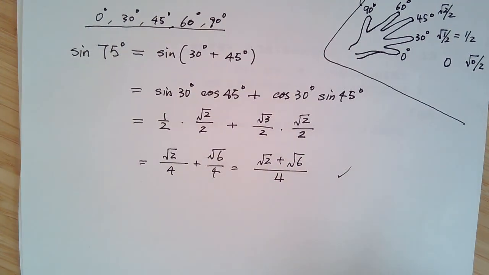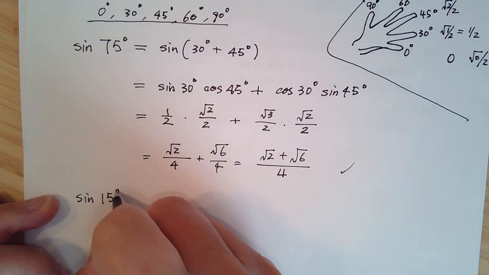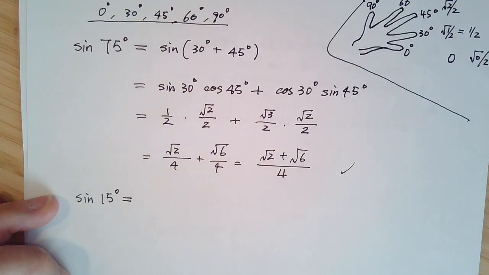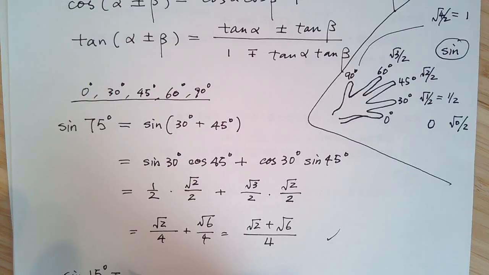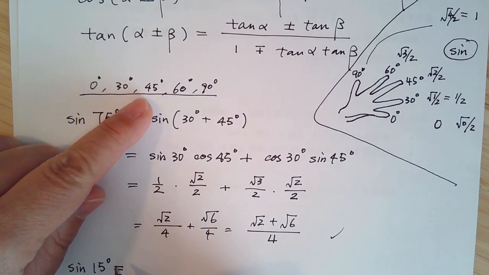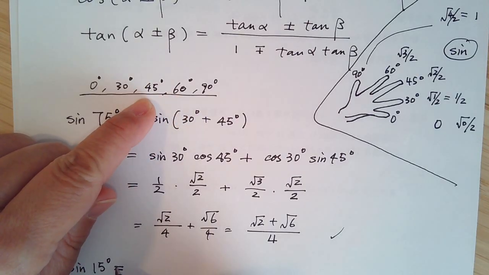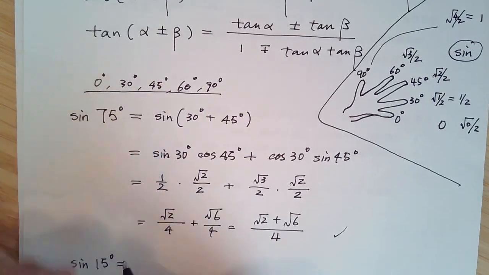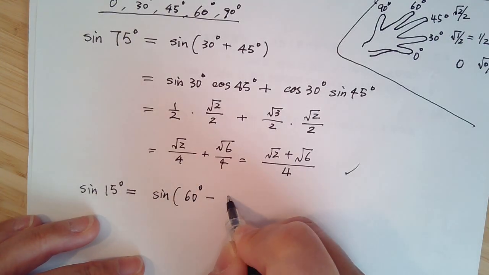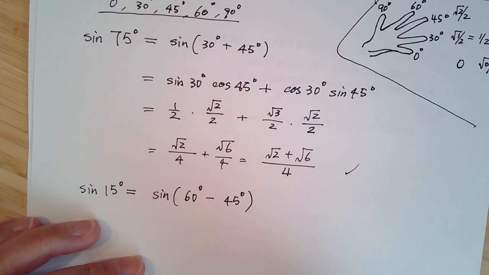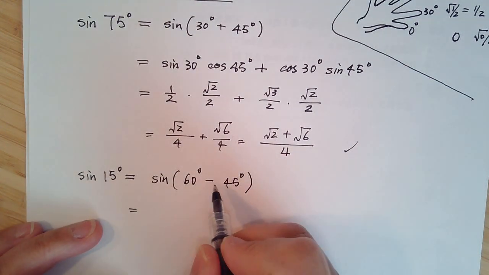Okay, and very similar, can you do sine 15 degrees? Again, 15 degrees is not in our comfort zone. But we know that you can use either 45 minus 30 or 60 minus 45. Let's do this, 60 minus 45. So 60 degrees we're very happy with, and 45 degrees we're also very happy with. Okay, so that's sine alpha minus beta.